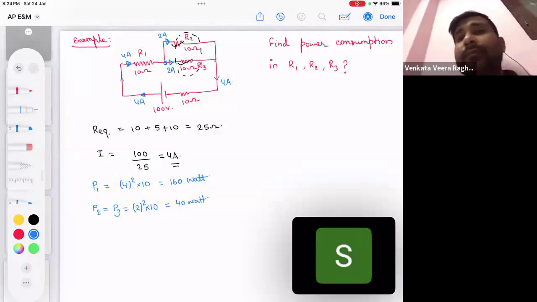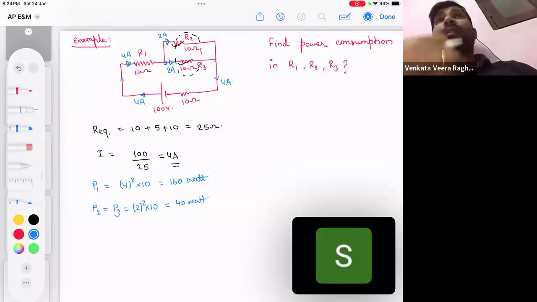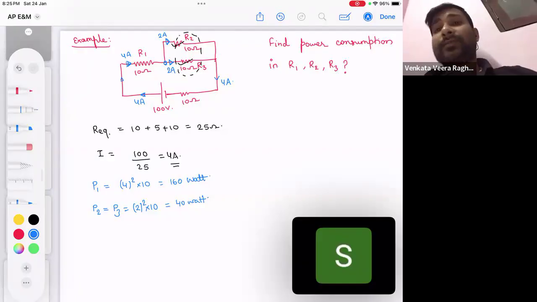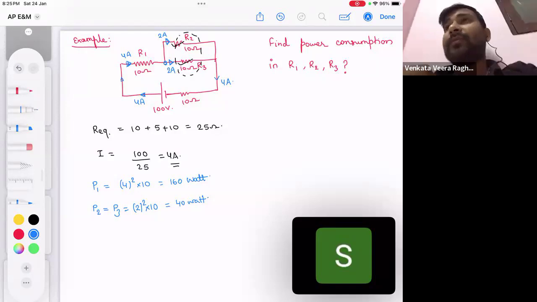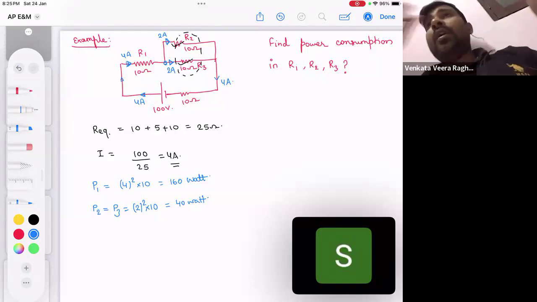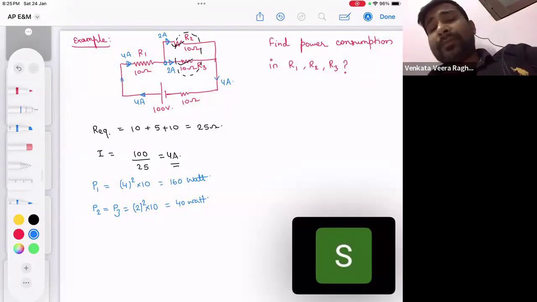Okay, understood? The most important thing about the power consumption calculation is that we should know how to calculate the current in each branch. Once we know the current in each branch, we can calculate the power consumption. Is it clear? Sometimes it will be called power loss, and sometimes it will be called power consumption. Understood?